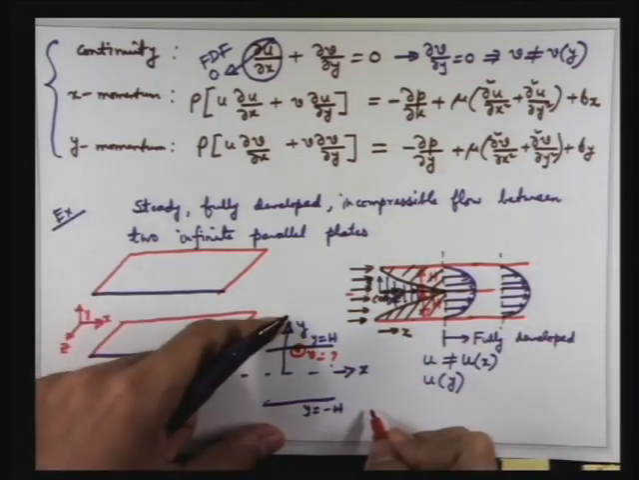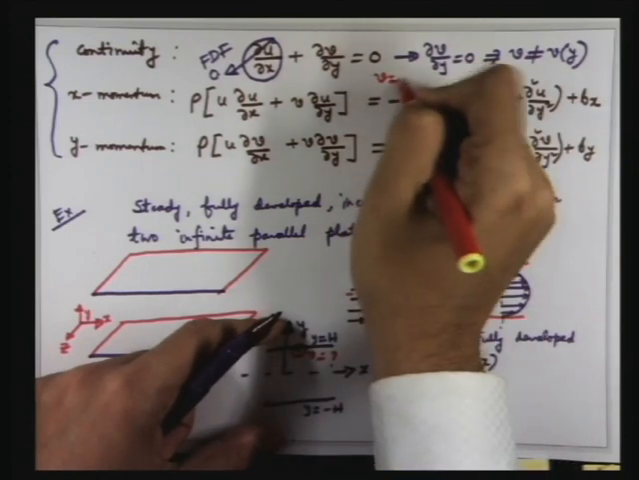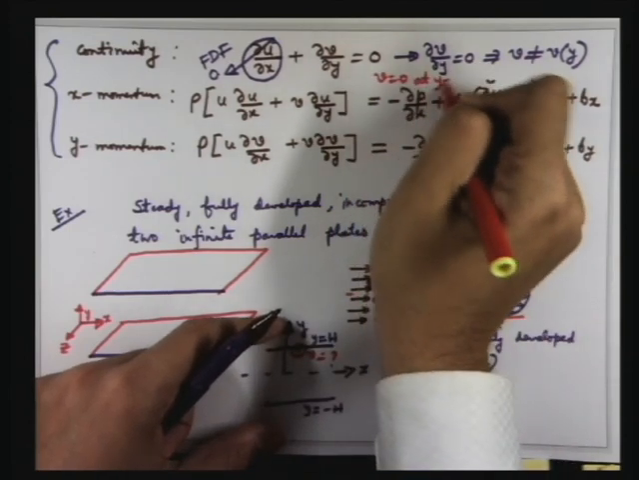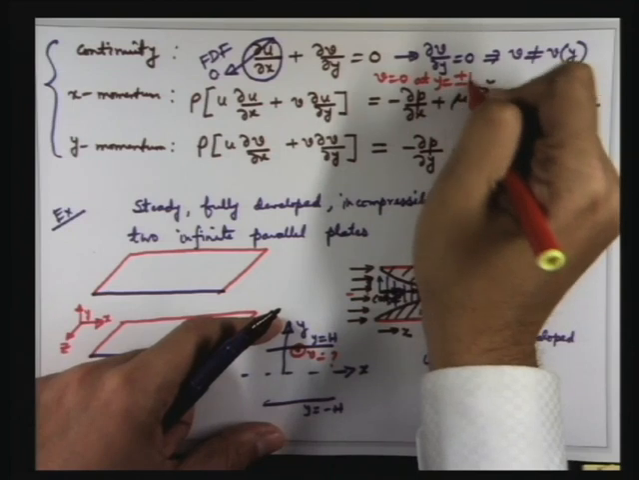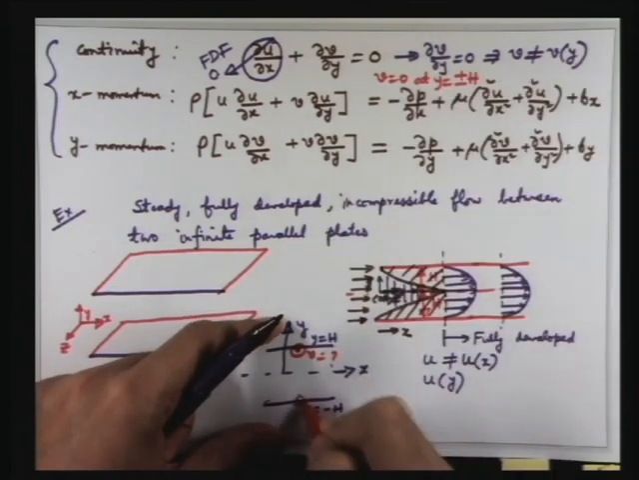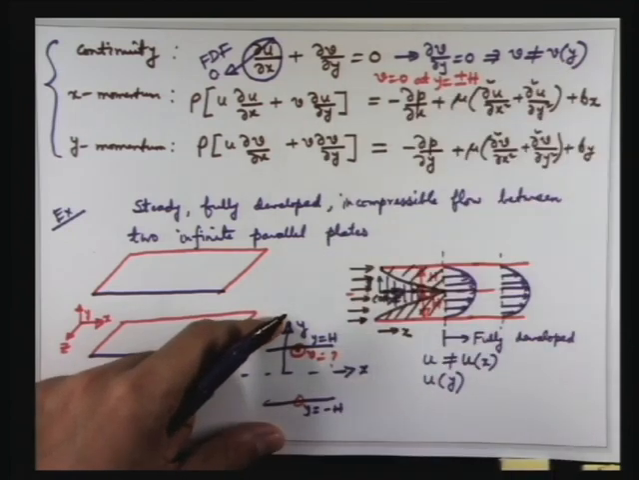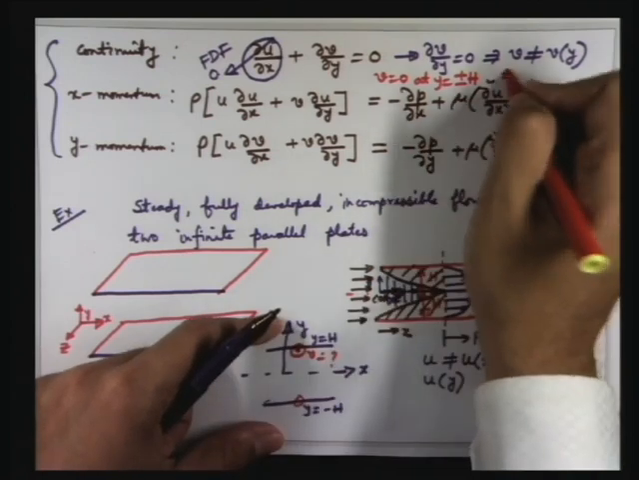So we can write v is 0 at y equal to plus h or minus h, at the top wall and at the bottom wall. That means what is v? That means v is equal to 0 for all y.